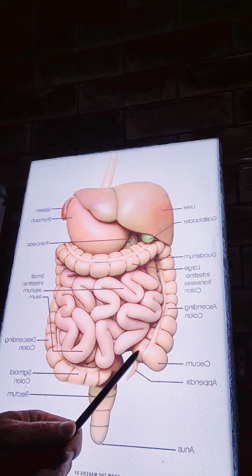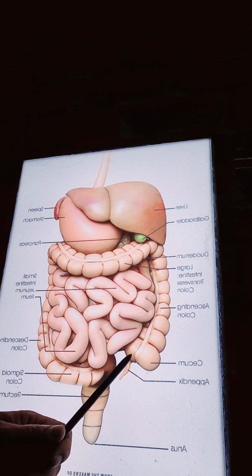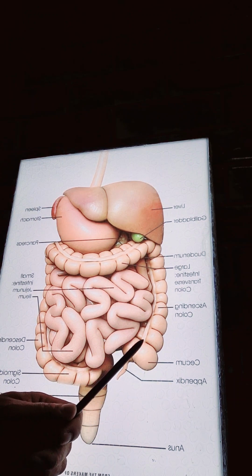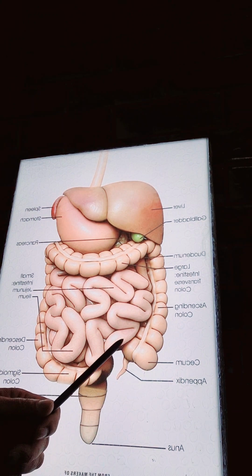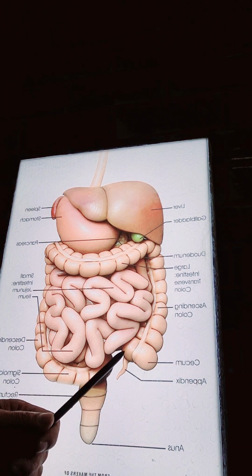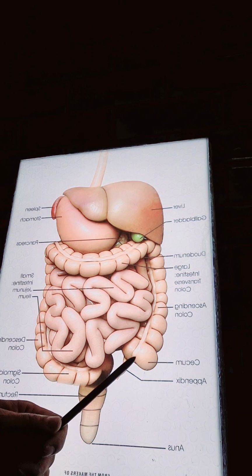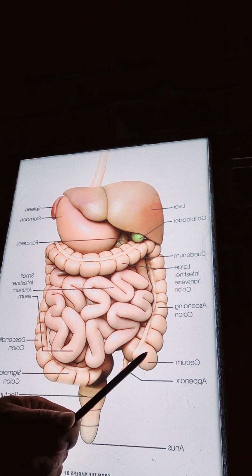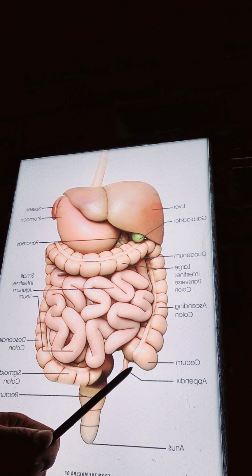Now what happens in acute non-toxic megacolon? This region is known as the cecum. The cecum gets distended and sometimes there is perforation in this region. So it becomes an emergency. Whenever the size of the cecum becomes greater than 12 centimeters, there is a chance of perforation.